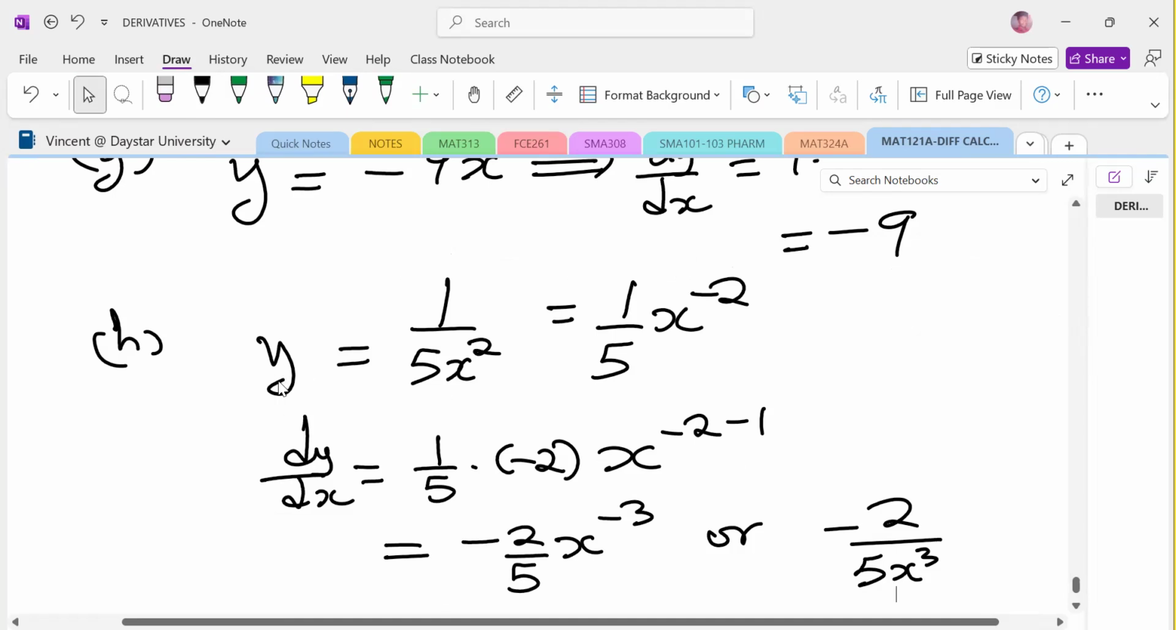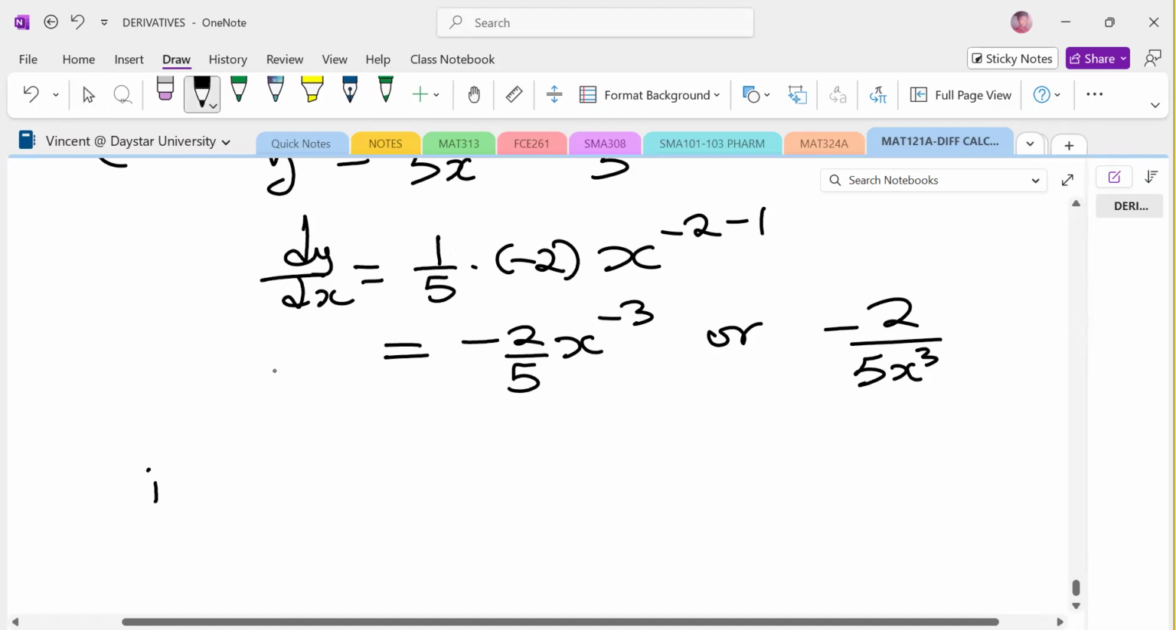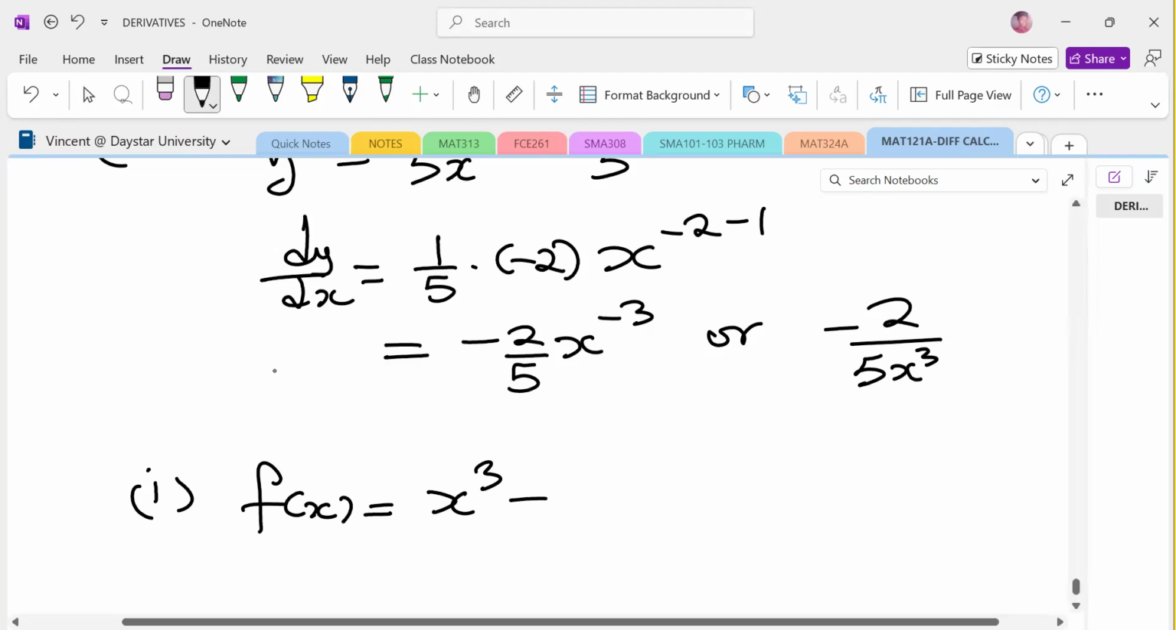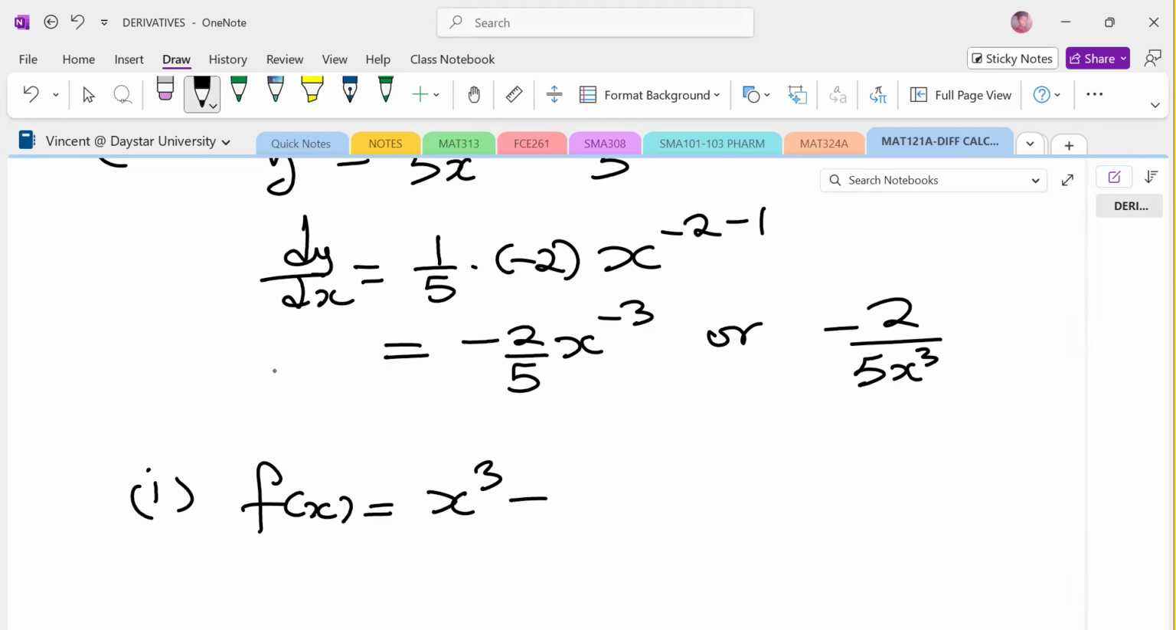Then lastly, f of x equals x cubed. Yes. One over 5 times minus 2. So 1 over 5 times minus 2, the same as minus 2 over 1. So 1 times minus 2 is minus 2. 5 times 1 is 5. Yeah. So it's minus 2 over 5.